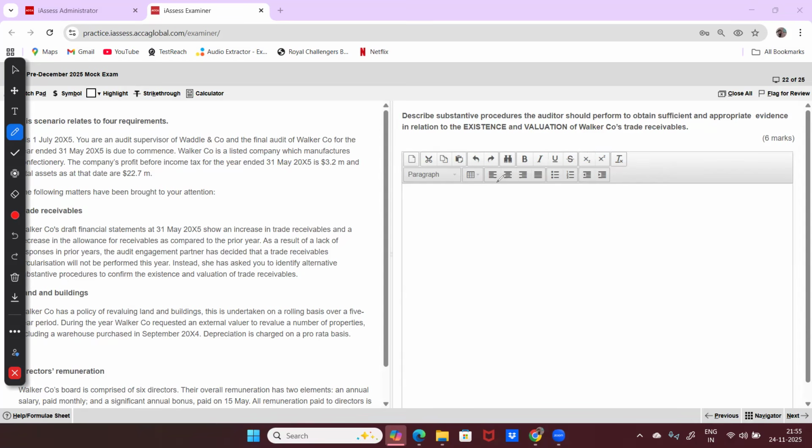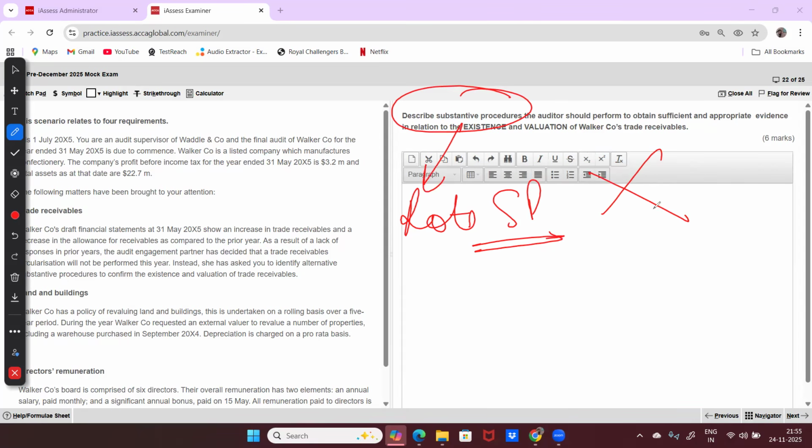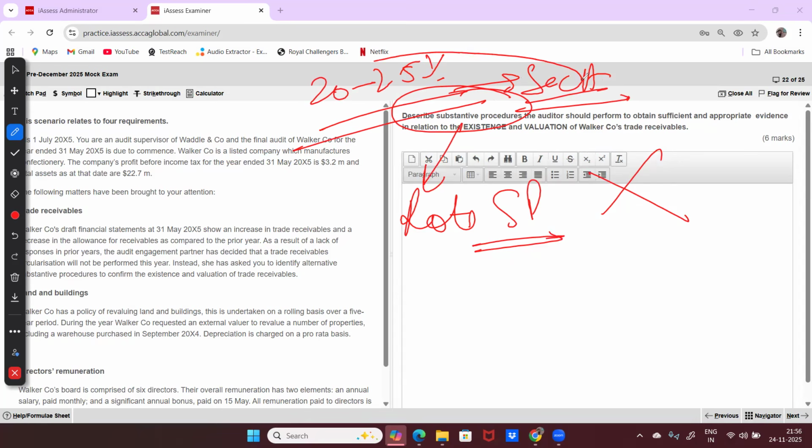Now, quick background about SP. I would just say that first of all, if you are somebody who has learned substantive procedures, you have done the biggest mistake of your life, because substantive procedures account for 20 to 25% of your entire paper, and this includes section A also. So technically even more. So if you have learned the procedures, I'm so sorry to say, but out of this 25%, on an average, you're going to score only 5 to 6 marks, which is really less.